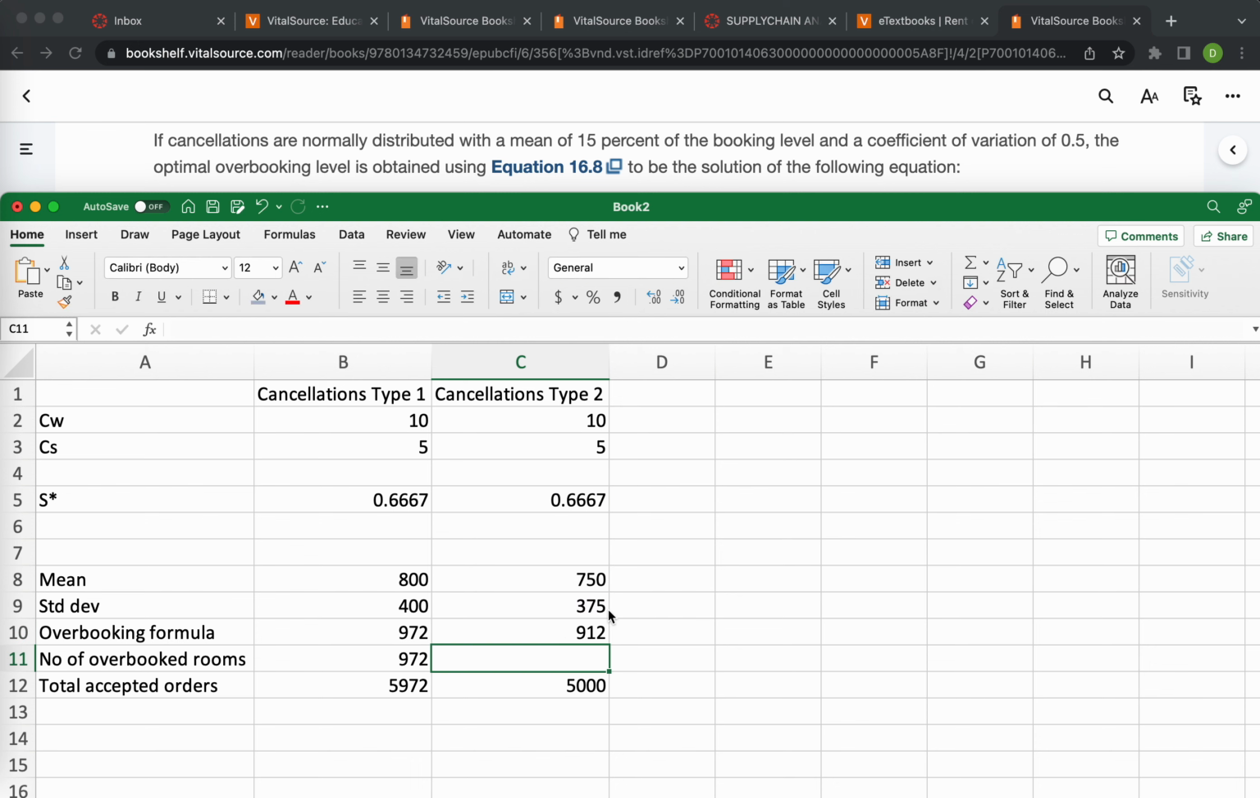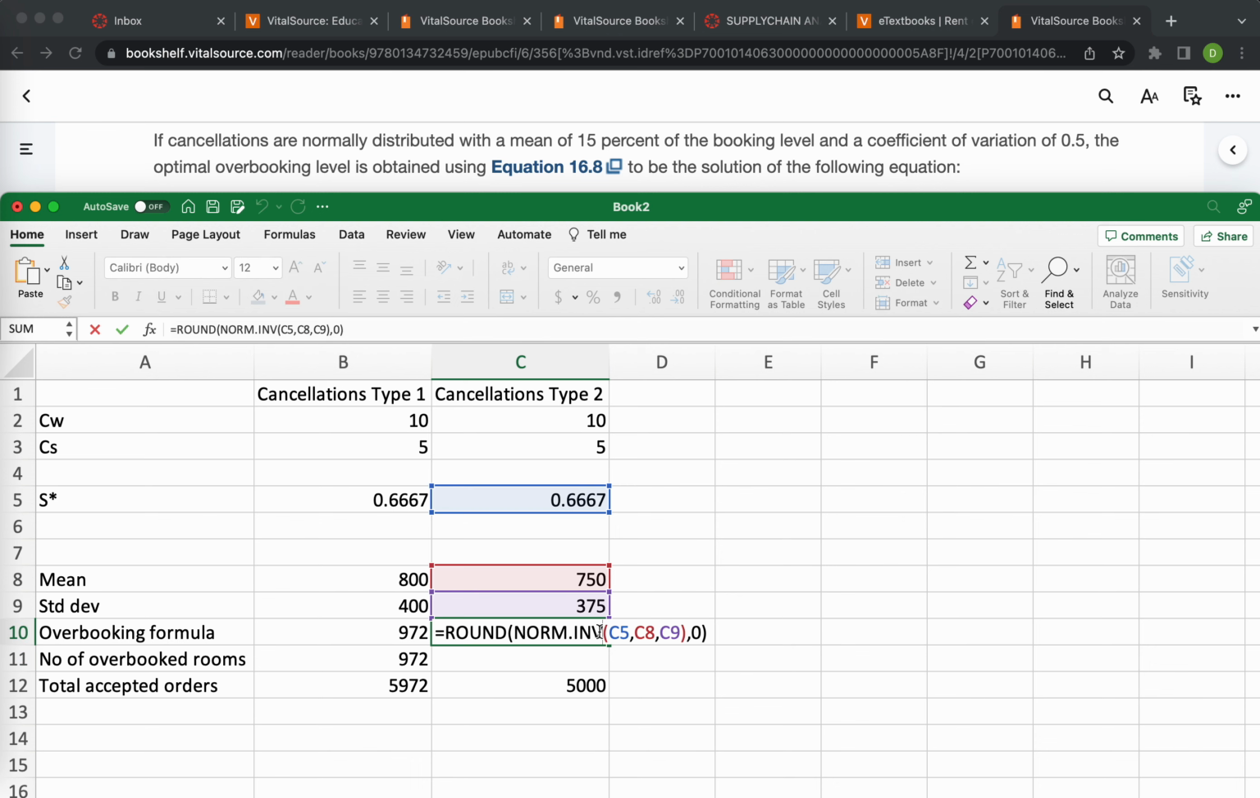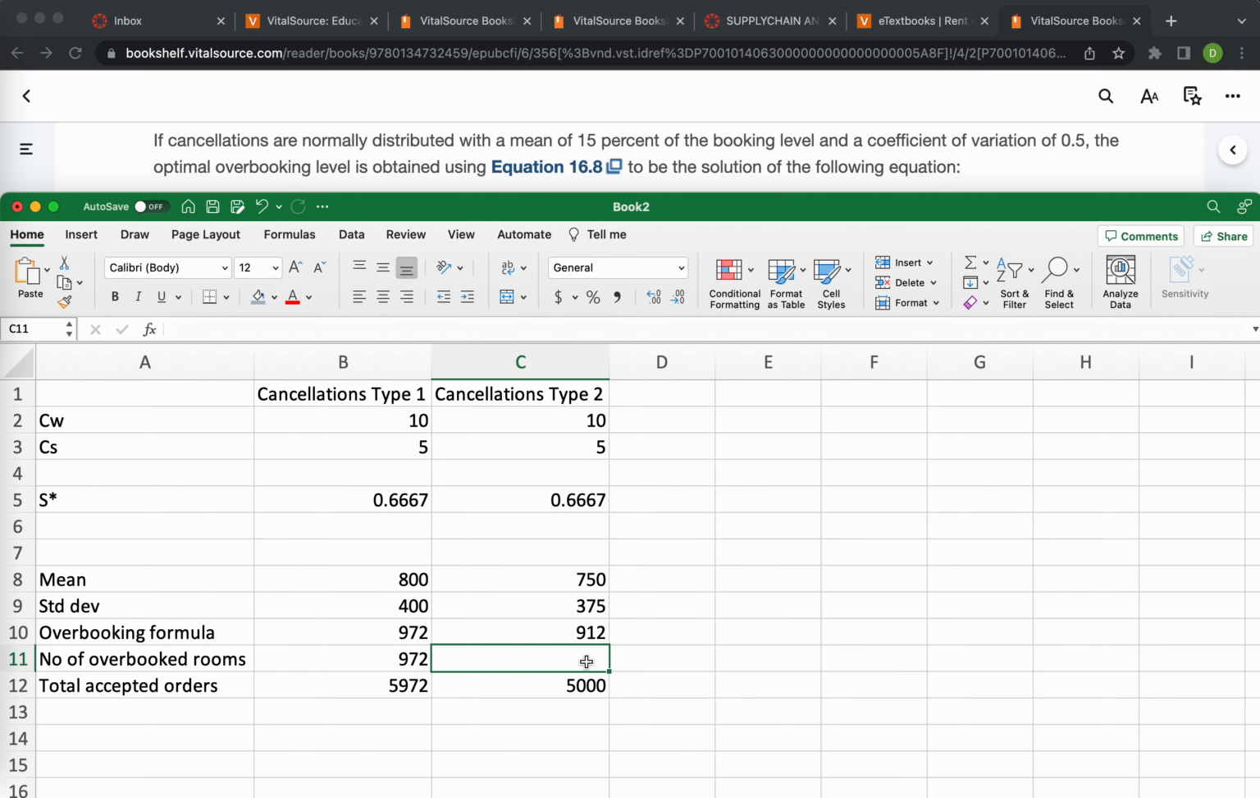Now the only difference is if I type in a 300 here, for example, so this number of overbooked rooms. This formula for the number of overbooking rooms that we have right now is assuming that the number of orders we accept is 5,000, because 15% of 5,000 is 750. But let's say the number of overbooked rooms is 500. Now the mean and the standard deviation values themselves have changed. So the overbooking formula is going to give you a different number.